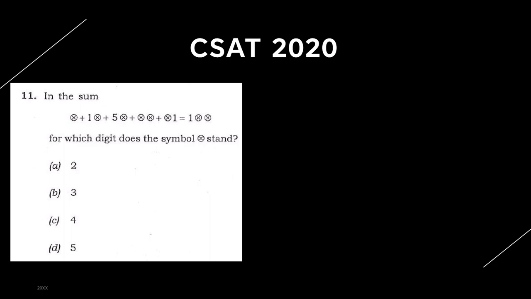Now, in the sum, some symbol is given to you. That symbol is again repeated here, and again here. Symbol, symbol, symbol and 2 symbols here. And they are asking us, what does this symbol stand for? If the symbol looks difficult to understand, let's make it like this: x, then 1x, then 5x, then xx, then x1. Right? Now, this is a sum and it gives you the final answer as one symbol.